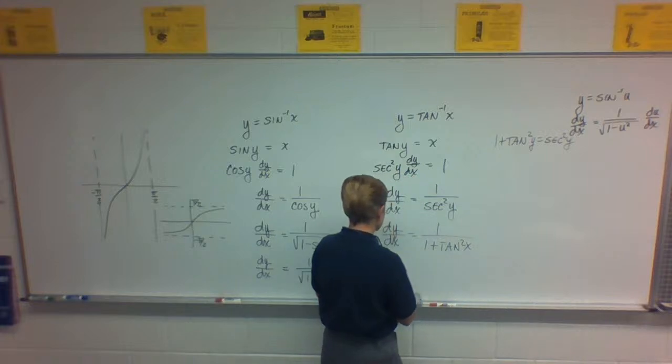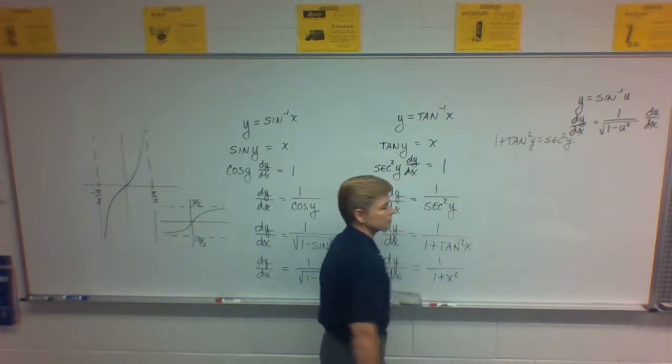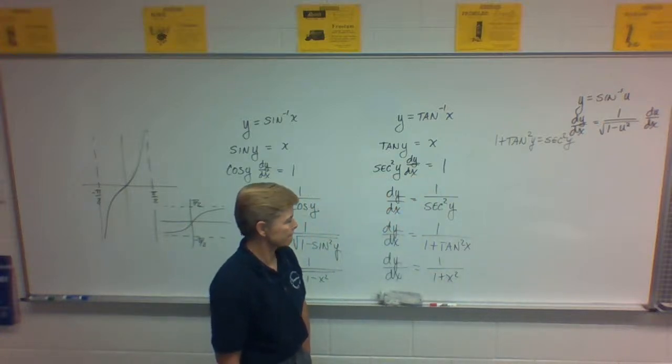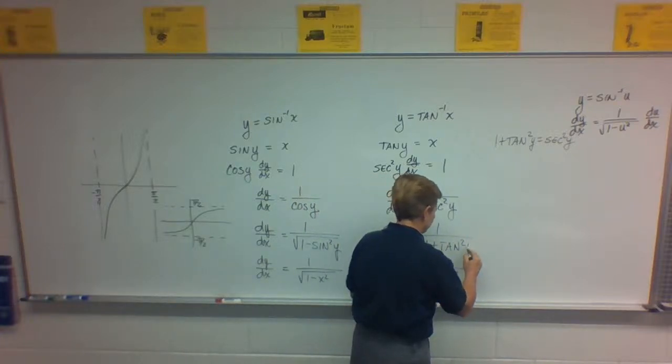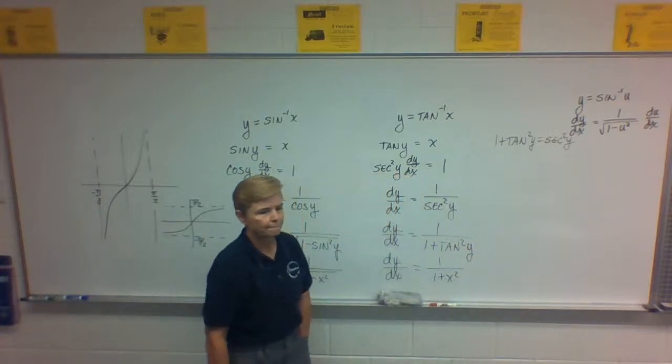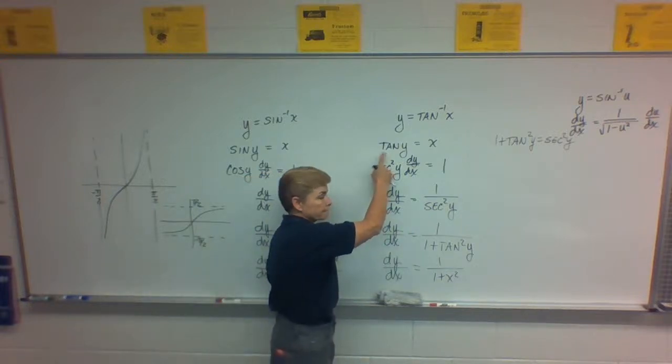And tangent squared is what? X squared. Y squared on the top. This is y here? Yeah. And then this is x squared, right?